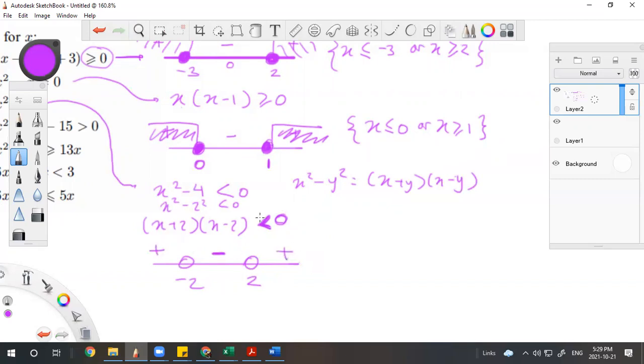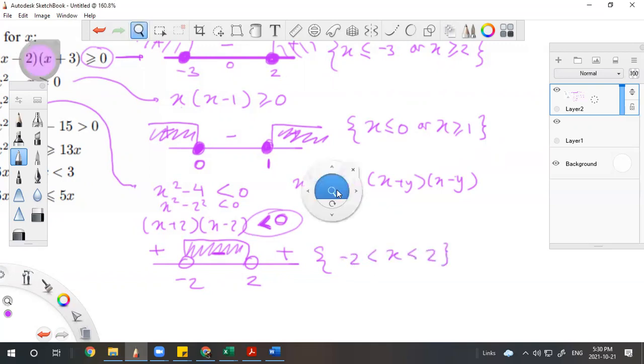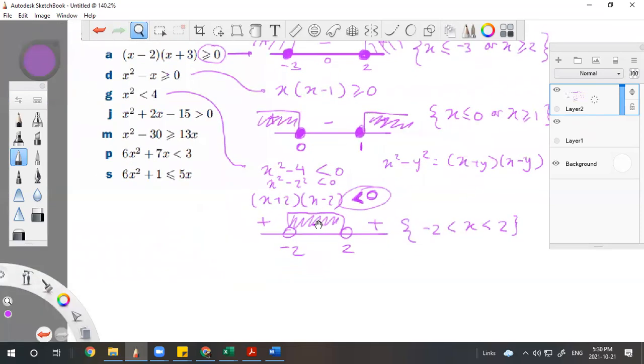Then look at this. Something that is less than 0, it is negative. Okay, this is the new answer for you. So the answer would be x in between -2 and 2. So -2 less than x less than 2. That's how you think of the inequality.